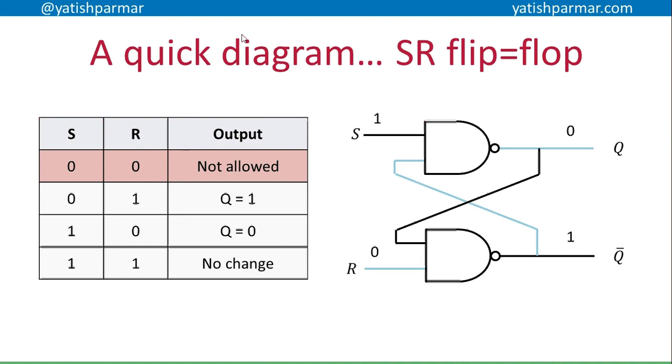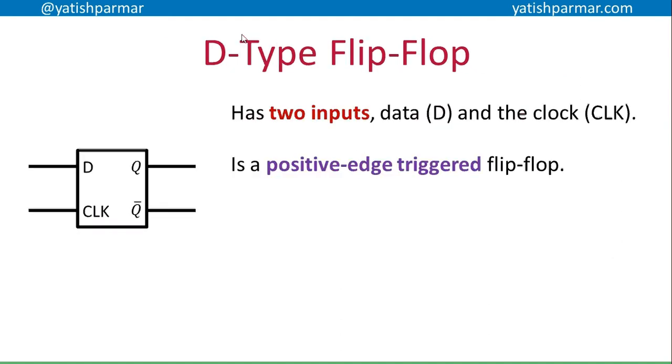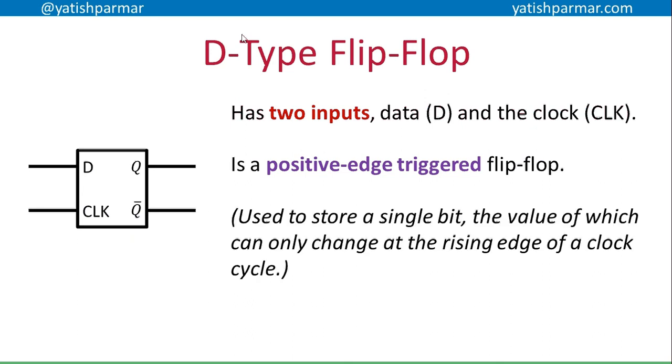The main type of flip-flop that we're concerned with here for A-level computer science is the D-type flip-flop. A D-type flip-flop has two inputs. It has a data input D and it has a clock. It's a positive edge triggered flip-flop. What does that mean? Basically it's storing a single bit, but the value of that bit can only change at the rising edge of a clock cycle.